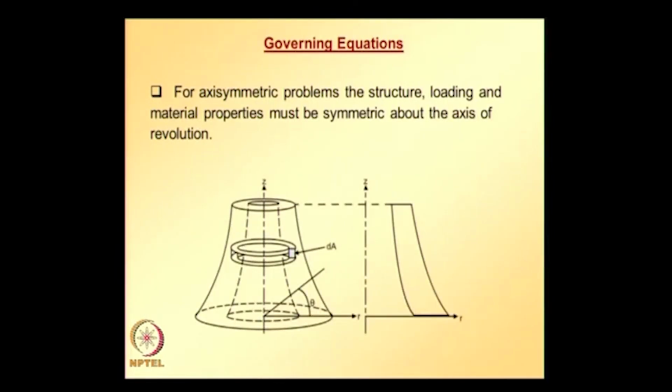So we can model this 3-dimensional problem as an axisymmetric problem only if structure, loading and material properties are all symmetric with respect to the axis of revolution. Even if the geometry is symmetric about the axis of revolution, or the structure is symmetric about the axis of revolution, if loading and material properties are not symmetric, then we cannot use this axisymmetric model.